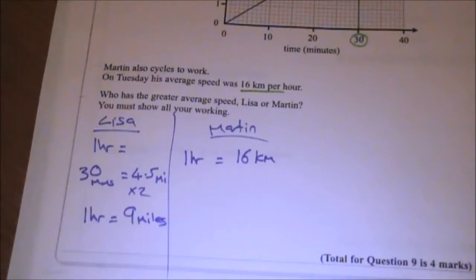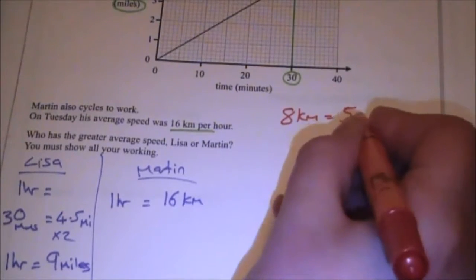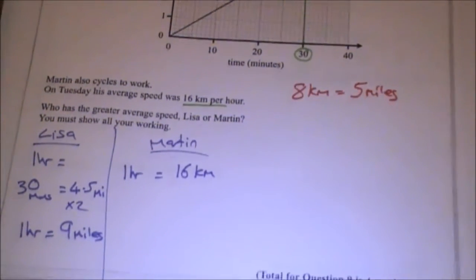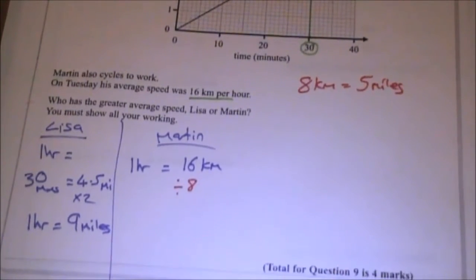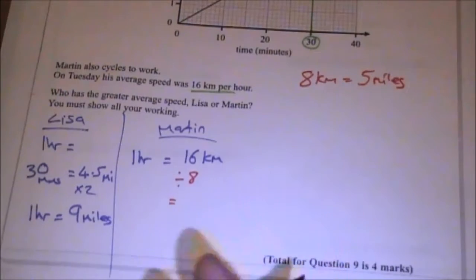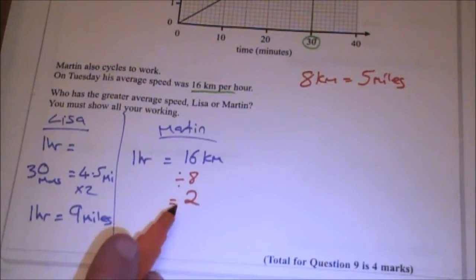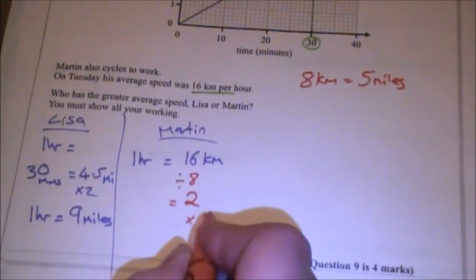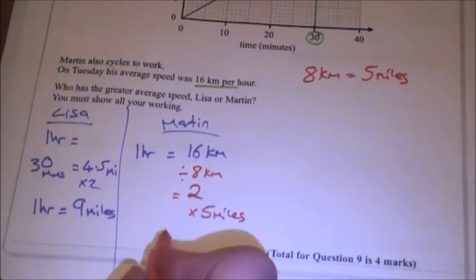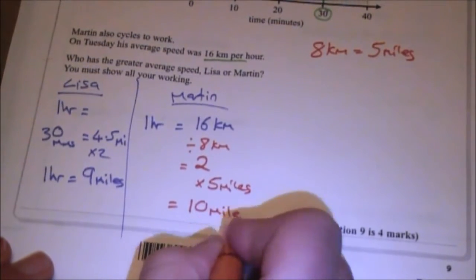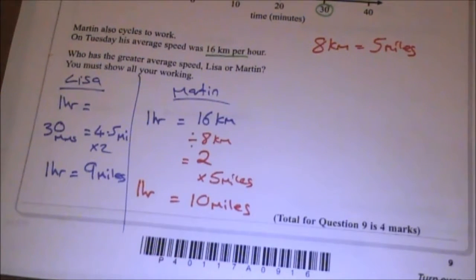9 miles. Let's now convert Martin's kilometres to miles. Now the rule is 8 kilometres is 5 miles. So if it's 16 kilometres, what I can do is bring that down by dividing it by 8. That tells me how many lots of 8 kilometres there are in 16, and that is 2. So there's 2 lots of 8 in 16. What I can do then is multiply them by the 5 miles. So I divided by the 8 kilometres, and then I times by the 5 miles, and that's given me 10 miles. So in 1 hour Martin cycles 10 miles, and in 1 hour Lisa cycles 9 miles.